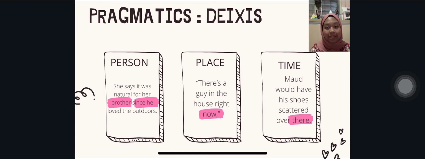Over there indicates place. So basically, deixis is pointing to who the pronoun is referring to, where the thing is, and the time the thing happened.